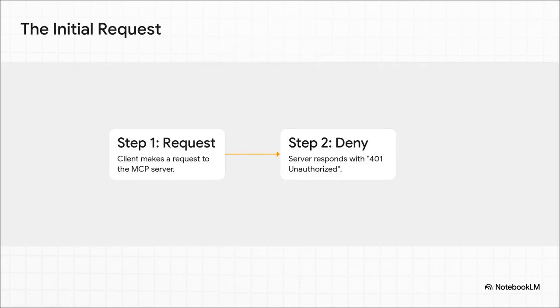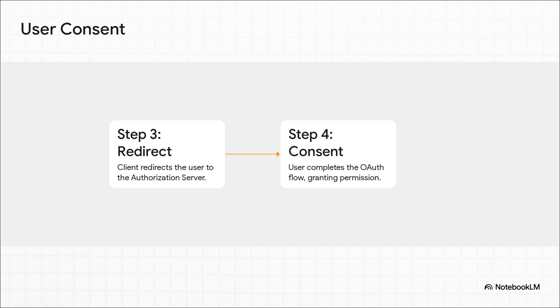So the whole process kicks off with that rejection we saw just a minute ago. The client makes a request, and the server just says, nope, not without proper authorization. This is actually the critical first step that gets the whole security dance started. Now this is where the magic happens, because the user gets directly involved. See, the client never asks for your password. It can't. Instead, it sends you over to the official gatekeeper, the authorization server. That's where you log in securely, and then you see that screen that asks, hey, are you sure you want to let this app access your calendar?